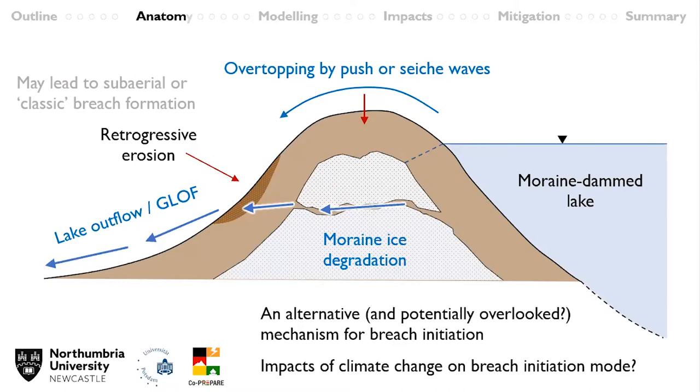Is it an alternative and potentially overlooked mechanism for breach initiation? Well, perhaps. It's an open question, I suppose, and it's something that's certainly piqued my curiosity. What is the impact of climate change on how breaches might develop through moraine dams? Perhaps this is something that we should be keeping an eye on if we can, and dedicating some energy into doing so.